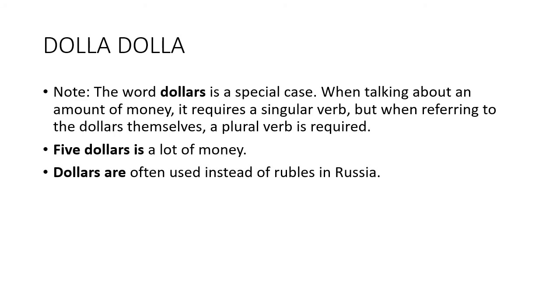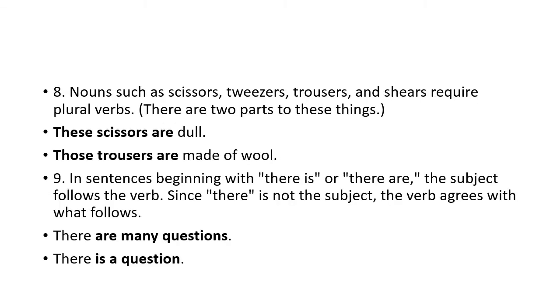The word dollars is a special case. When talking about an amount of money, it requires a singular verb. But when referring to the dollars themselves, a plural verb is required. Hence the examples here. $5 is, dollars are. Small difference. Nouns such as scissors, tweezers, trousers, and shears require plural verbs. There are two parts to these things, so keep that rule in mind.